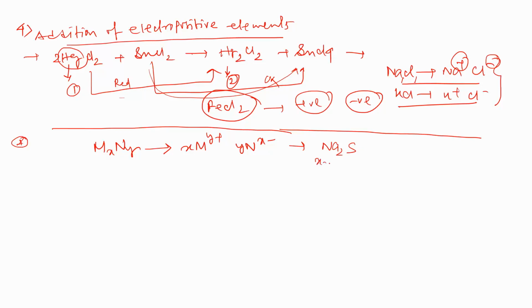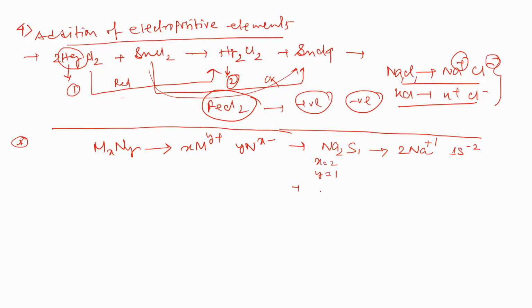So X equals 2 and Y equals 1. So how will I write that? It will be Na2S: 2 comes in front of sodium, and 1 will be the charge. So 2Na+ and sulfur S2-.